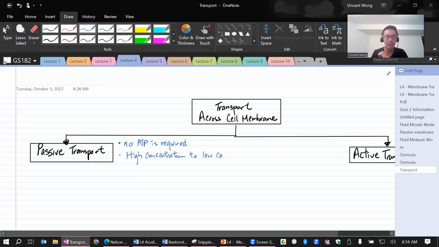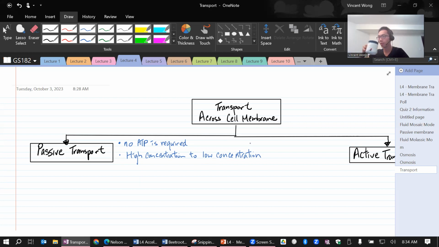Can you guys see my writing? Is it too small? Let me know if I need to zoom in. I know some of you are probably on your phone, and maybe it's too small for the phone.